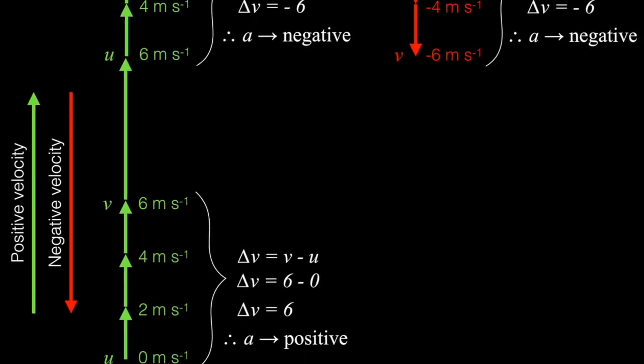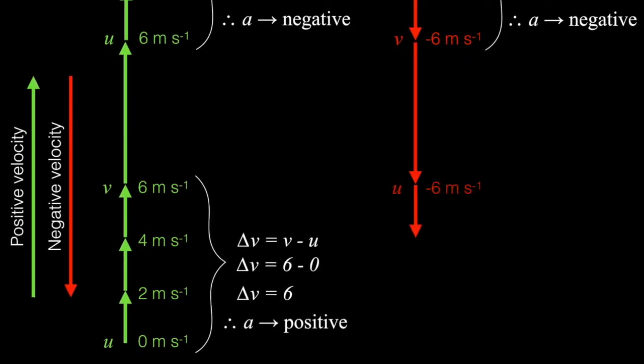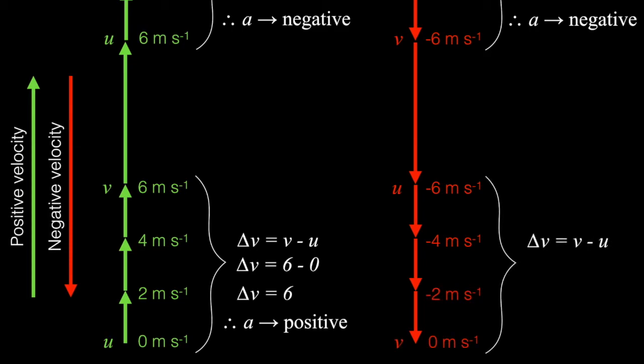I'm going to continue down with a constant velocity, but then slowing down to 0. So my final velocity will be 0 and my initial velocity will be minus 6, but notice how the double negative now becomes positive. Therefore I have a change in velocity of 6, therefore a positive acceleration.